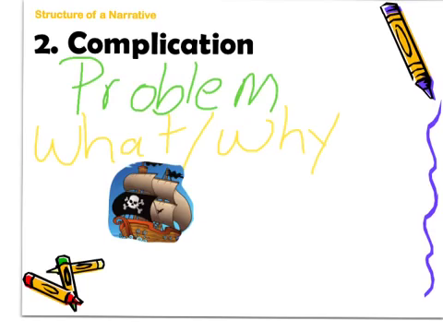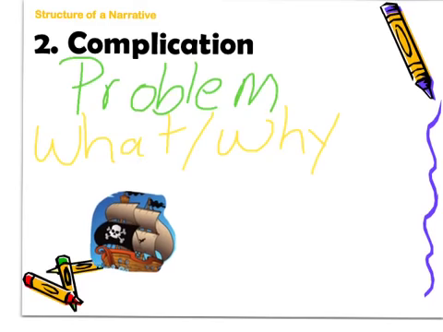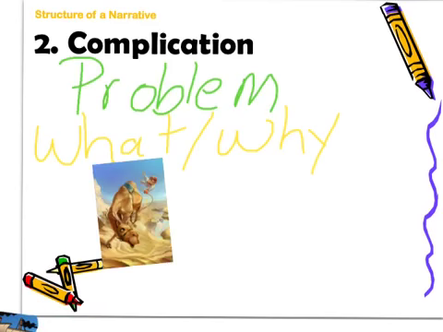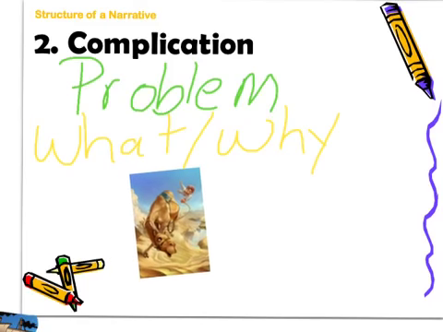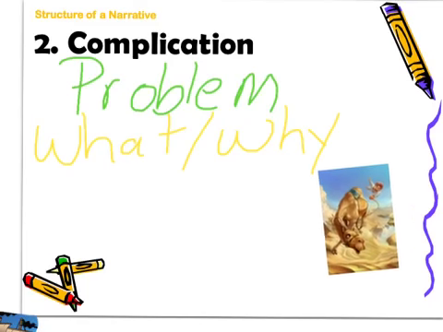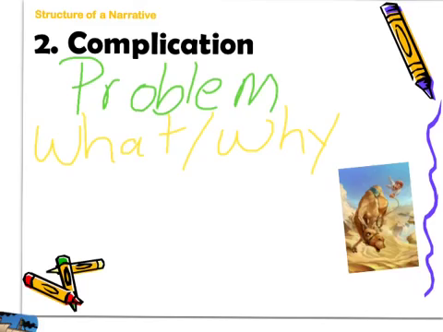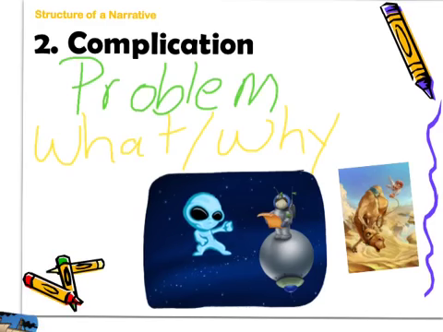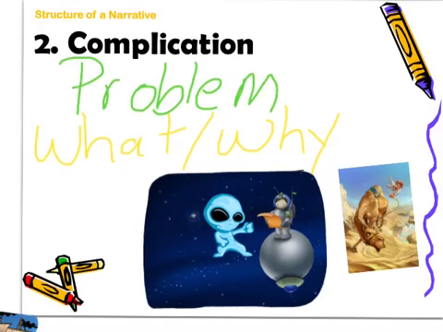The problem might be that the pirate ship begins to sink. Maybe something frightens the camel and he runs off into the desert with the young boy hanging on. Or maybe an alien finds an astronaut who is lost in space.